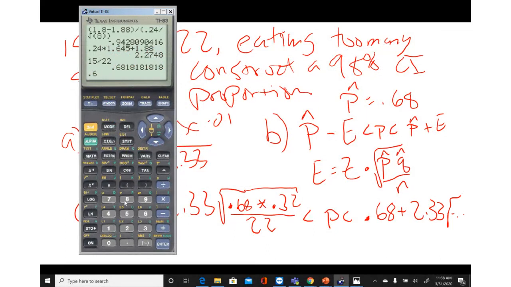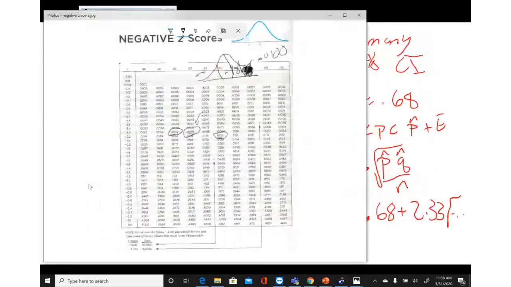So we have 0.68 minus 2.33 times the square root. Where did the 2.33 come from? The 2.33 came off the Z-score chart. You're looking for 0.0100. You're looking for 0.0100 on the inside part of the chart. That's the one closest. It's 2.33. You see it? That's 0.0099. Yes. That's the one closest to 0.0100. Okay.